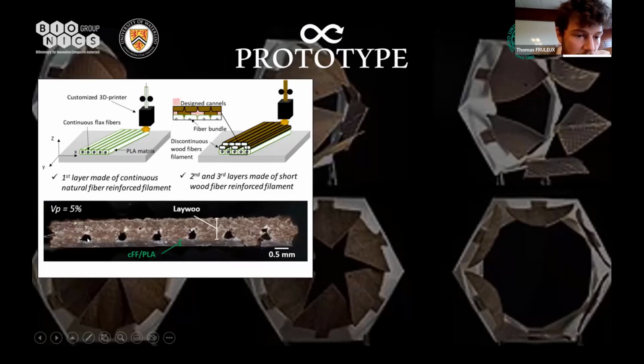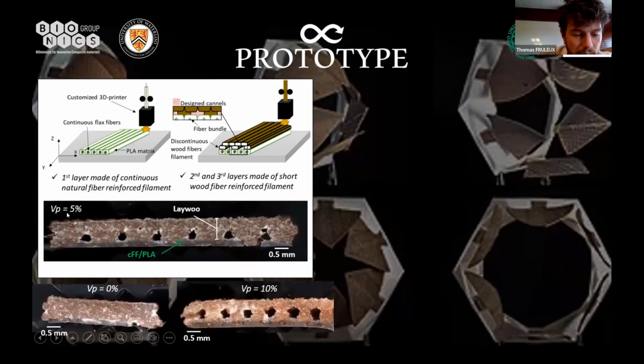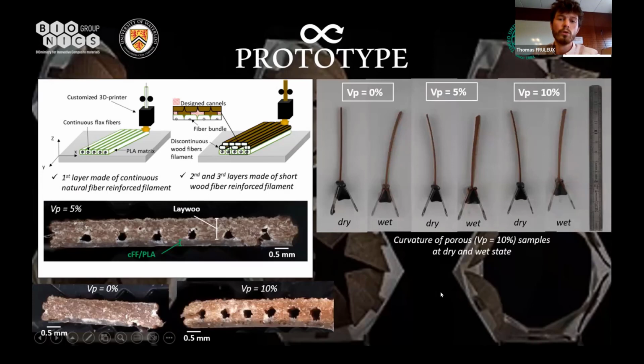So here you can see the canals, which have been designed with a porosity content of 5%. And we tested different porosity contents. So here you don't have any porosity, and here you have 10% porosity. First, we looked at the responsiveness of the material. Is there a difference of curvature at saturation?